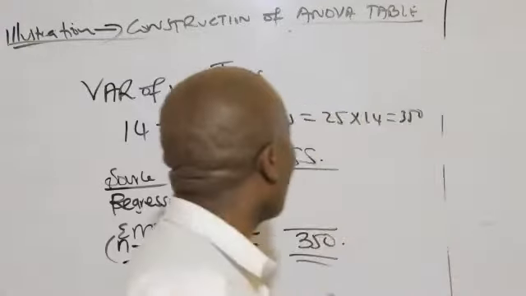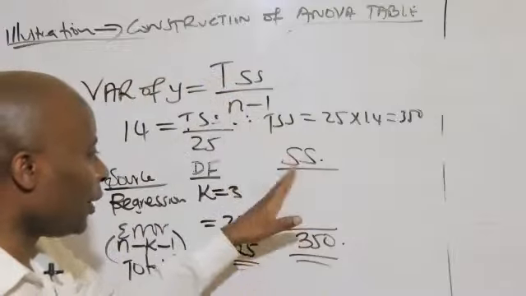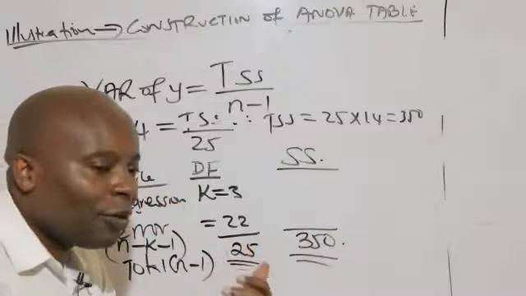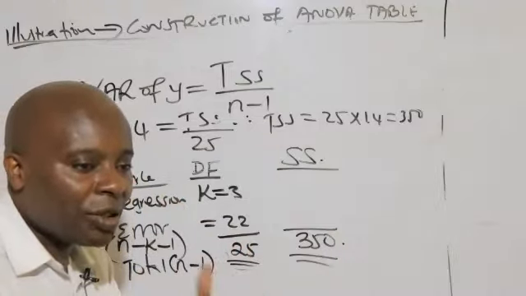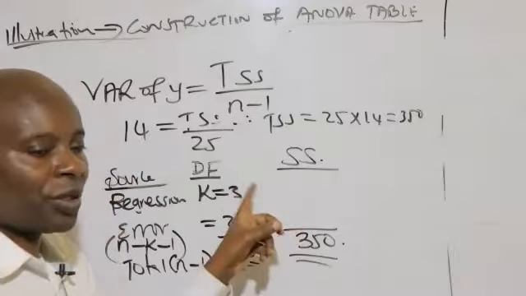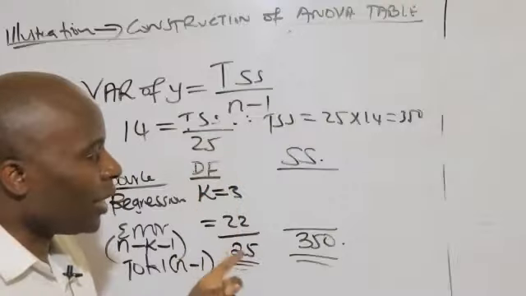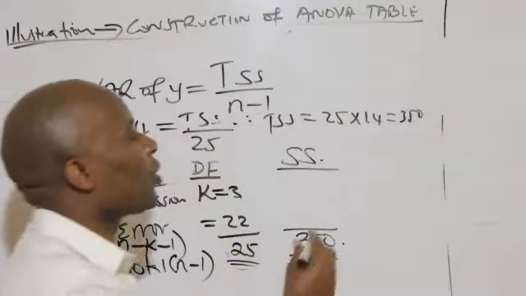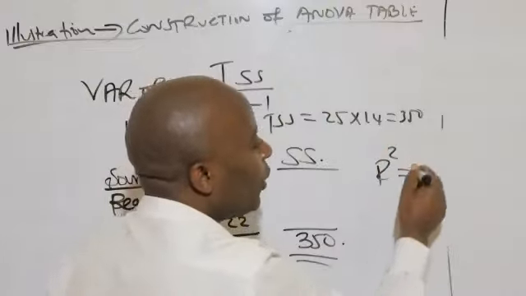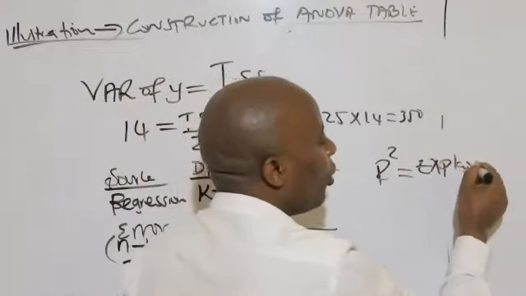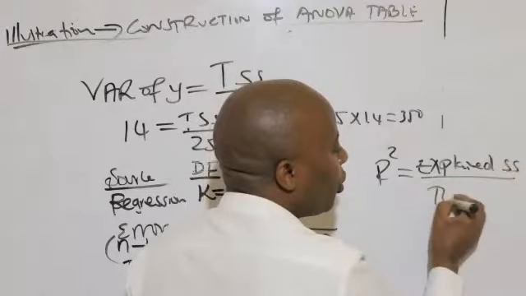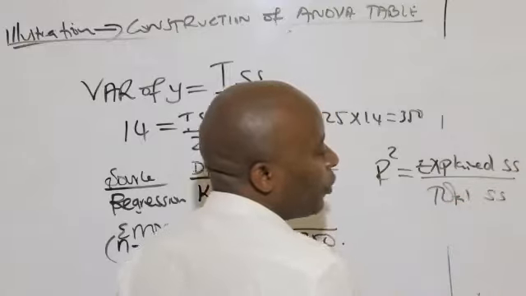Look at this. I want to get one of these. How will I do this? I know that there is another formula which makes use of this sum of squares. Basically, this is R squared. If you remember, our R squared will always be equal to the explained variance in terms of sum of squares all over the total variance in terms of sum of squares.